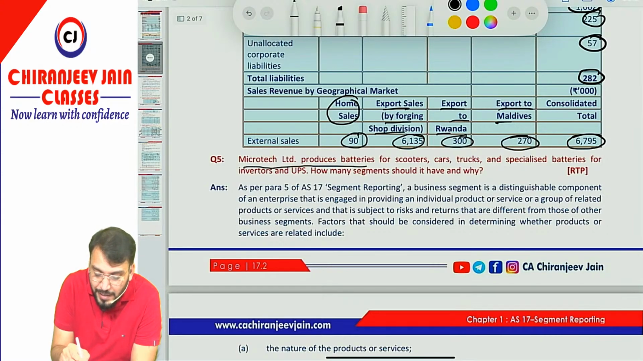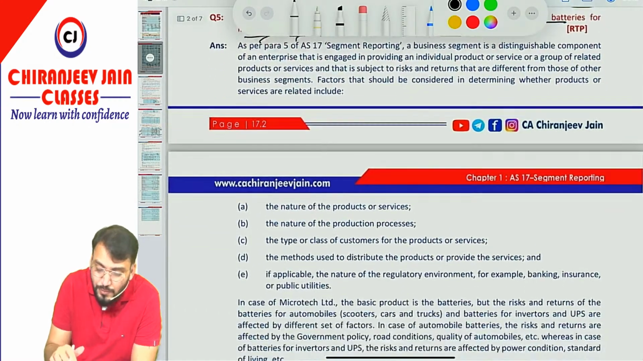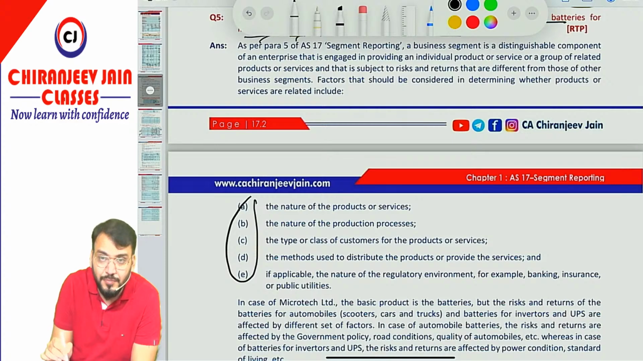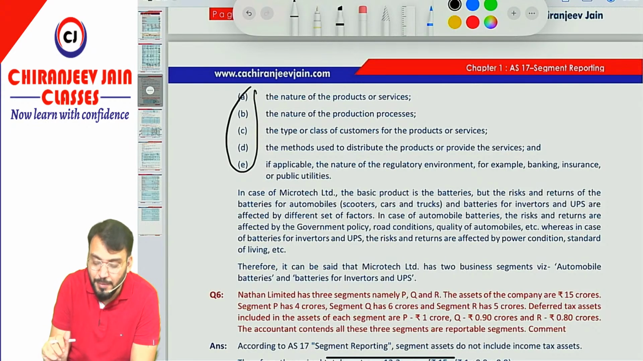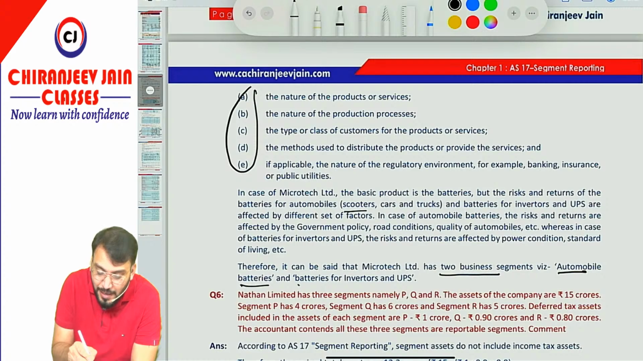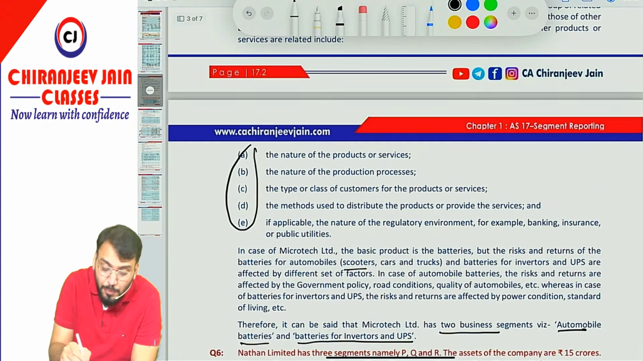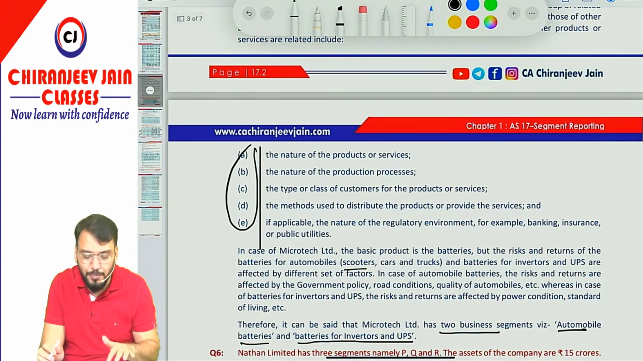Macrotech Limited produces batteries for scooter, car, truck and specialized batteries for inverter and UPS. How many segments should it have and why? So you can see they produce battery for scooter, car, truck and specialized batteries for inverters and UPS. Normally we need to identify business segment based on this factor, nature of product or services, correct. In this actually there are two business segments: one is batteries for automobile and second is batteries for inverter and UPS, because they will be different based on this. So there are two business segments. This type of question can also be asked.